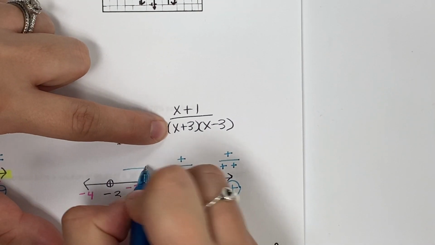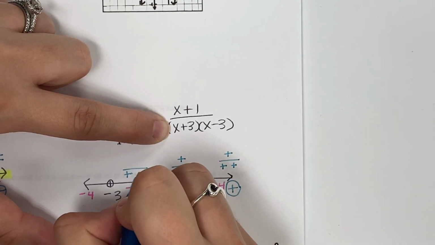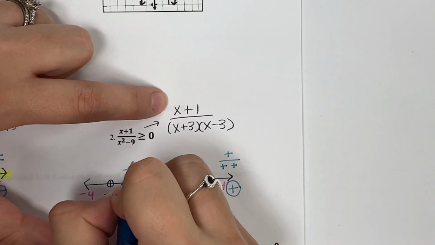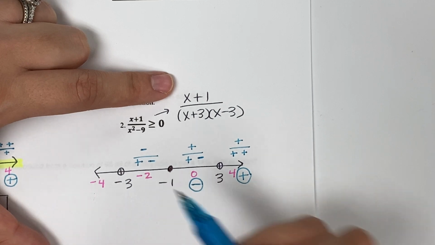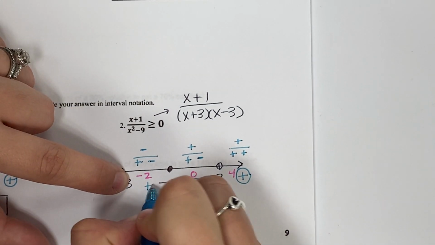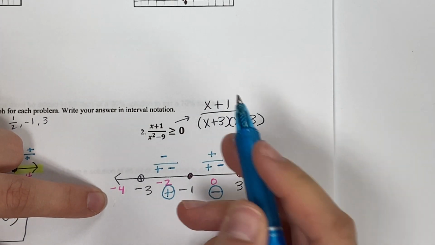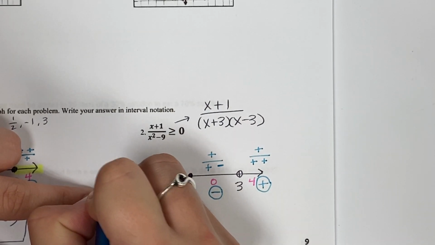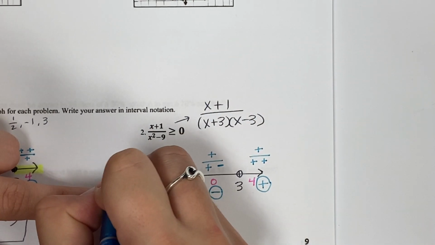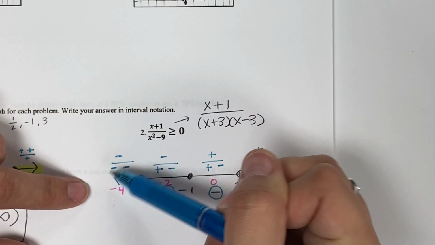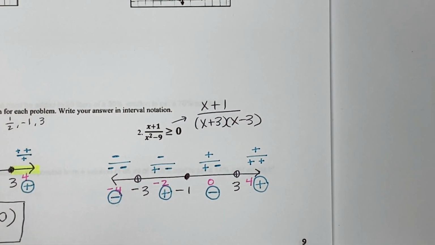-2. If I plug in a -2 here, +3 will make it positive. -2 minus 3 is negative. -2 plus 1 is negative. So for this section, 2 negatives cancel to make a positive. So this whole section is still positive. Plug in a -4. -4 plus 3 is negative. -4 minus 3 is negative. -4 plus 1 is negative. 2 of these negatives make a positive, but you still have another negative, so this whole section is negative.